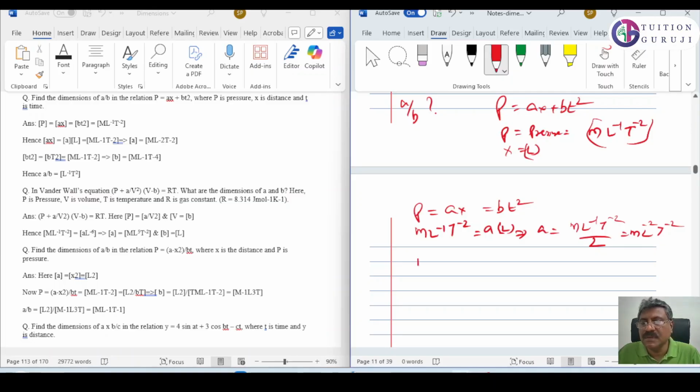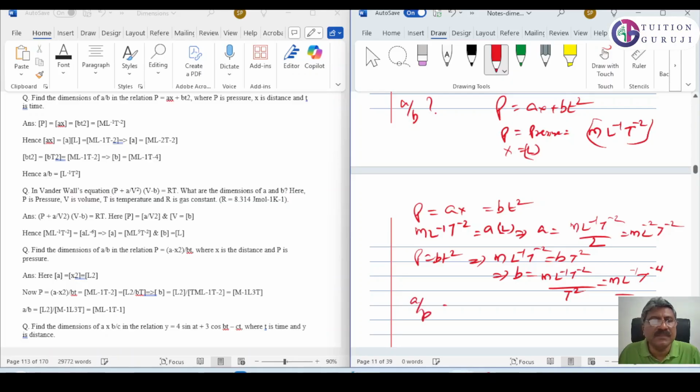Next one, p is equal to bt square, which implies M L raised to minus 1 T raised to minus 2 is equal to b t square, which implies b is equal to M L raised to minus 1 T raised to minus 2 by t square. So b is M L raised to minus 1 T raised to minus 4.